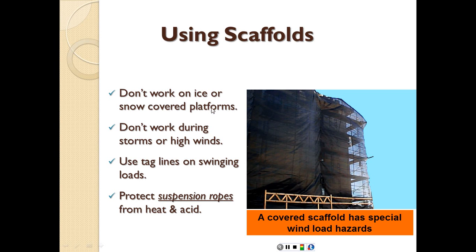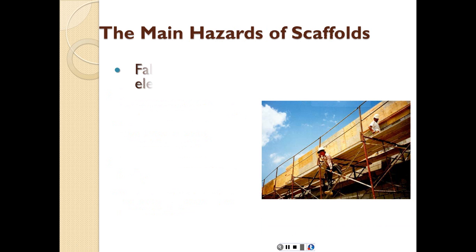Don't work on ice or snow-covered platforms because of the issue of slipping. Don't work during storms or high wind because it can destabilize it. Use tag lines on swinging loads. Protect suspension ropes from heat and acid because that can corrode them and make them lose part of their cross section, reducing their loading capacity.